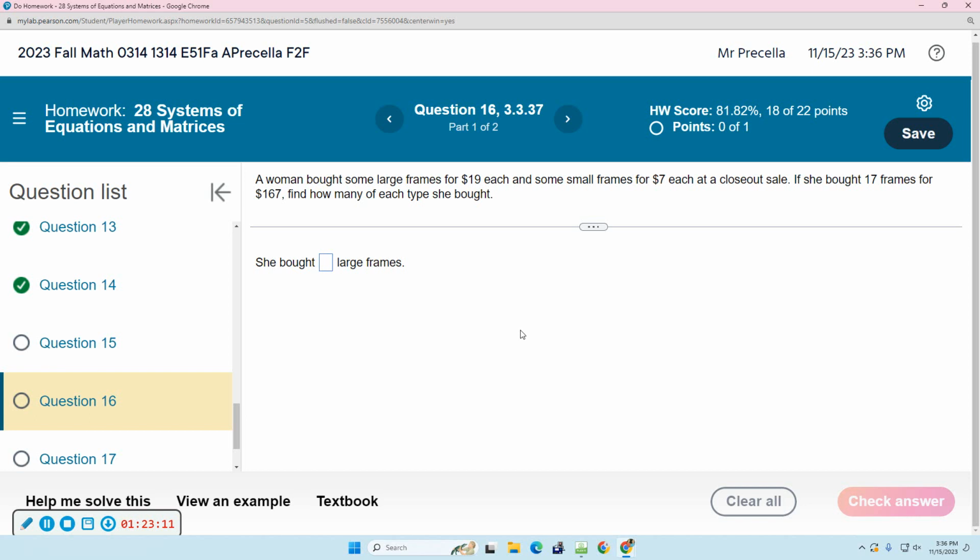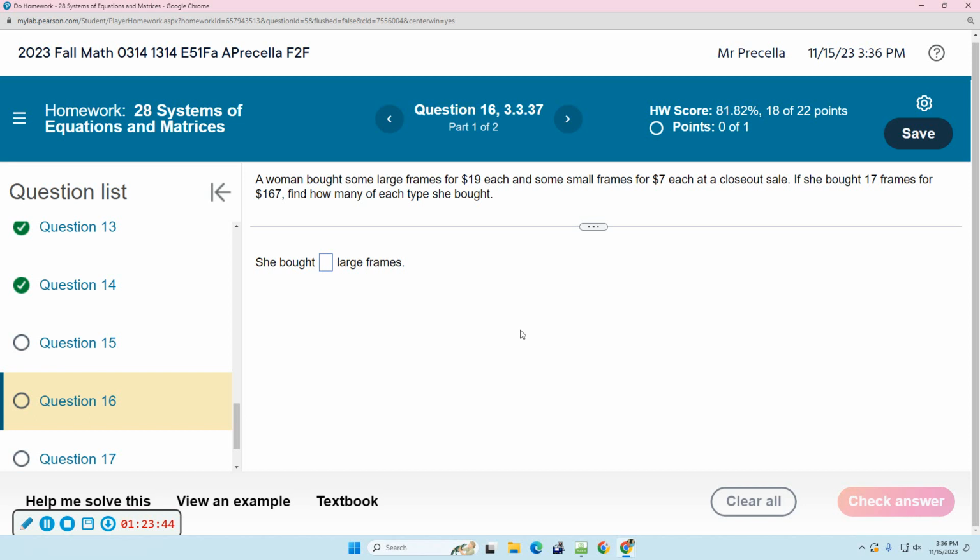A woman bought some large frames for $19 each and some small frames for $7 each at a closeout sale. If she bought 17 frames, if it's picture frames, she owns an art gallery. She bought 17 frames for $167. Find how many of each type she bought.